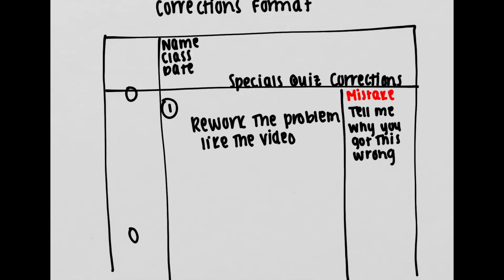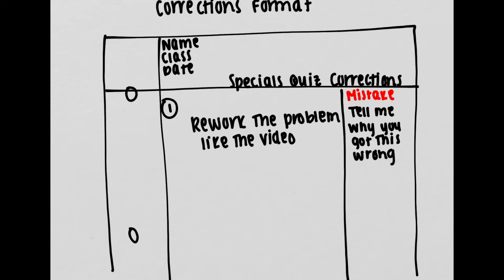So remember, here's your corrections format. In the top left, you should have your heading that has your name, class, and date on it. Your title on your paper is Special Quiz Corrections. You rework the problem, so write the problem number, and then here is the work that I do in the video. On the right side of each problem, though, you have to tell me your mistake.